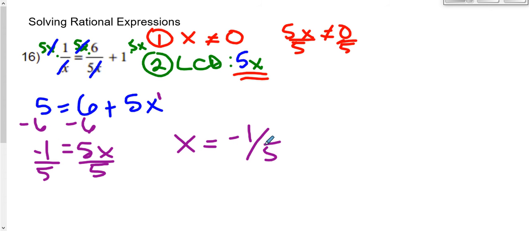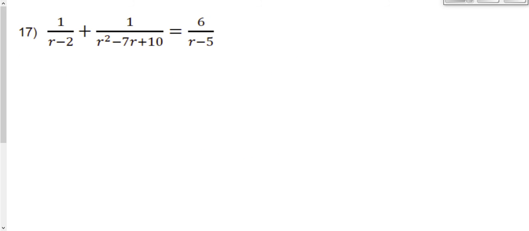Let's go ahead and take a look at another example. In this example, I won't know what my common denominators are until I see all of the factors they might have in common. So I'm going to have to take this denominator in the middle and factor it.